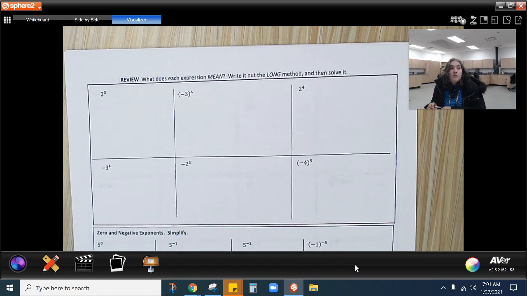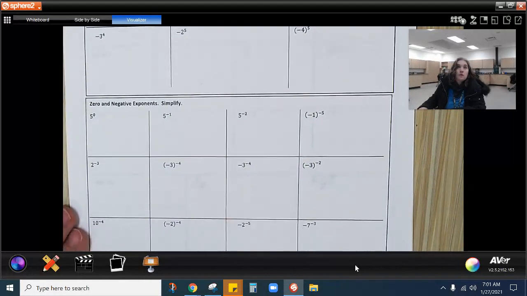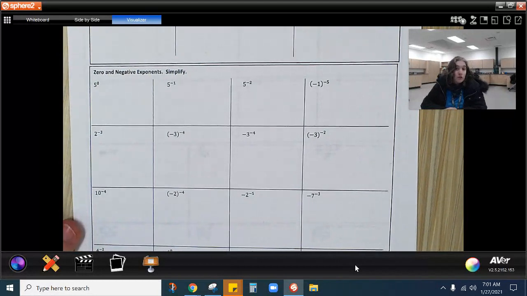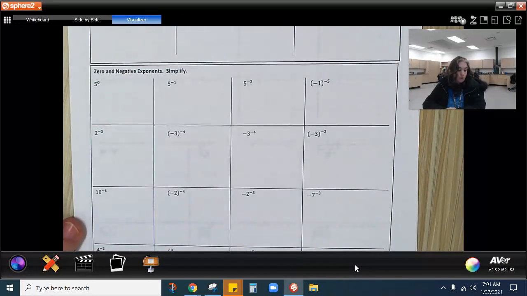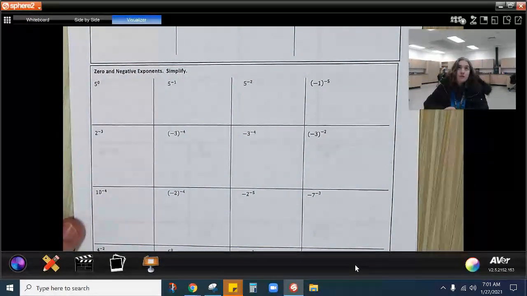Hello, algebra. So you've already seen this before, just reminding you that you know how to write out these exponents as long rules. But I also wanted you to find out about our final two rules, all right? Our final two rules for exponents. So that is the zero and the negative exponent rule, all right?